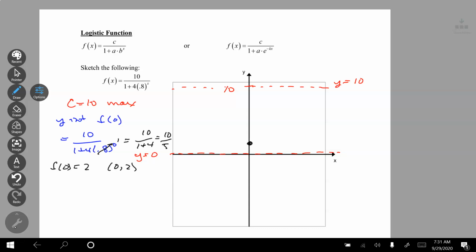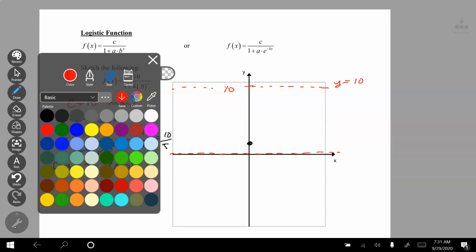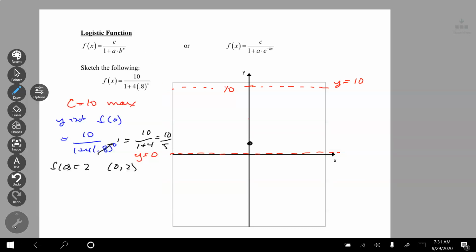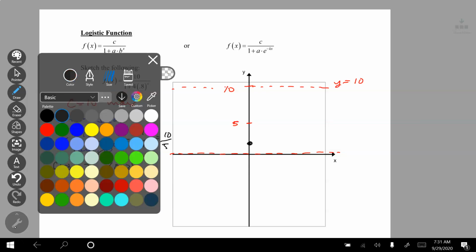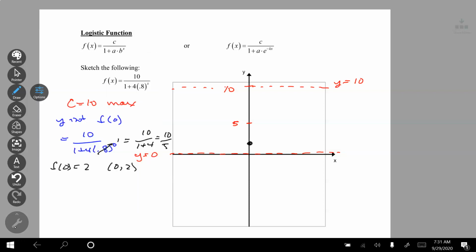After I know the max, I probably should make note of what is half the max. And half the max is 5. That'll come in later because I do need to know where the inflection point is. So after I have all this, I'm going to have a graph something like this. Right here's my inflection point, so after this I should go concave down and level off. So here's my inflection point.